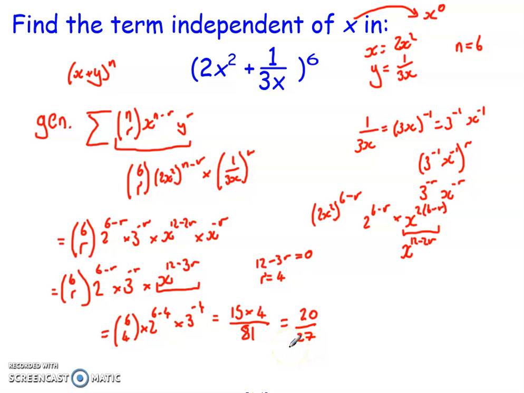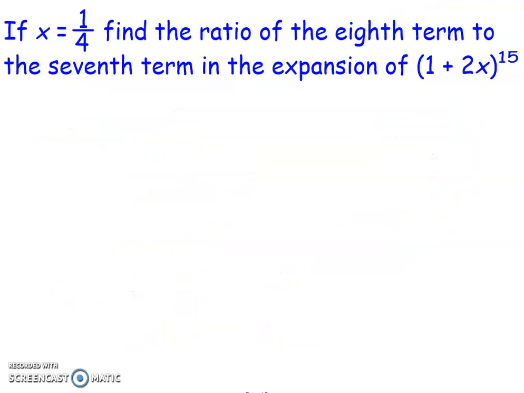That would be the term that I would get there. So it's working through that and using a bit of logic. Another kind of question that I'm going to look at is imagining that if x was equal to a quarter, find the ratio of the 8th term to the 7th term in the expansion of (1 + 2x)^15.